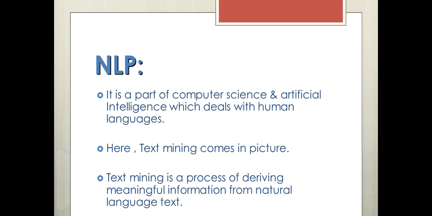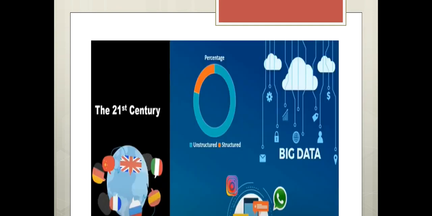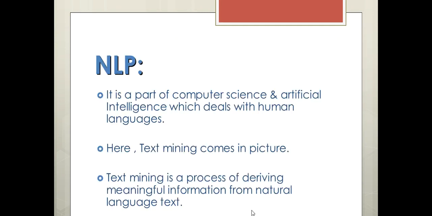AI is artificial intelligence. In NLP, text mining comes into the picture. Text mining is a process of deriving meaningful information from natural language text. The natural language text is generated from the natural languages spoken by human beings. Human beings generate the data from different sources, and this data is processed using the natural language processing part, and that natural language text is provided to the text mining process. So these three concepts are interrelated.